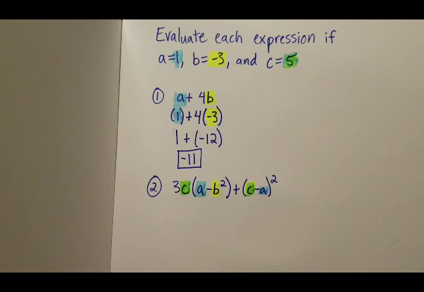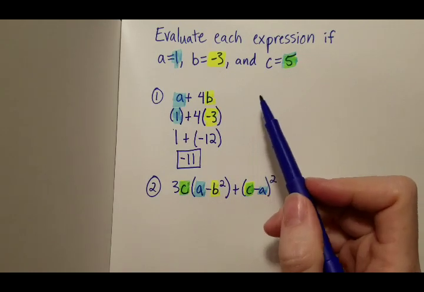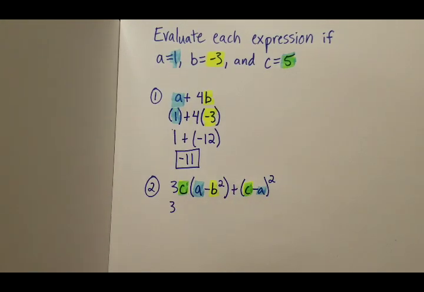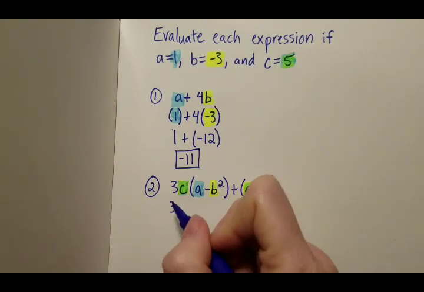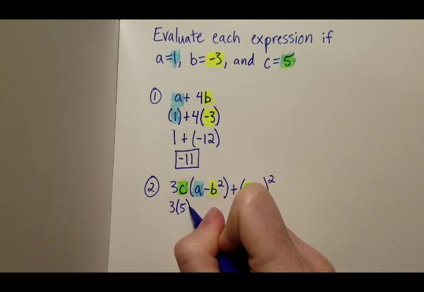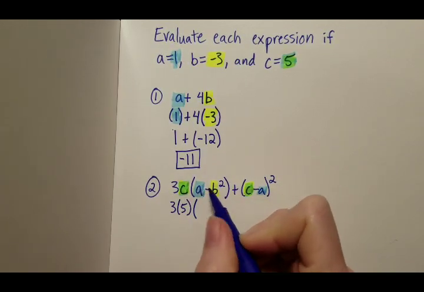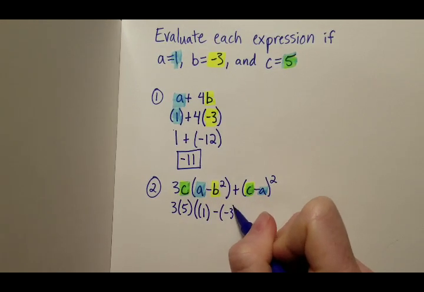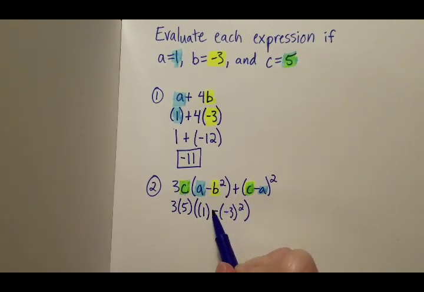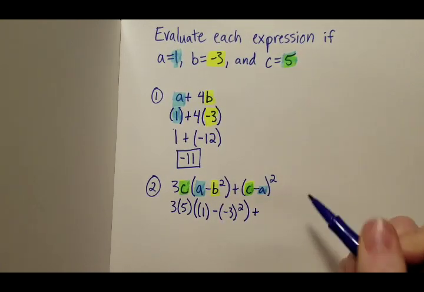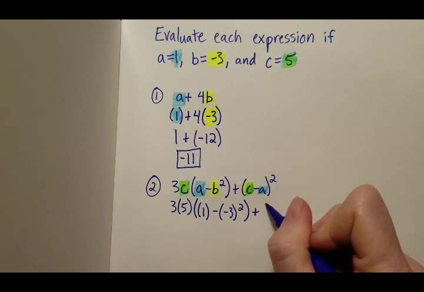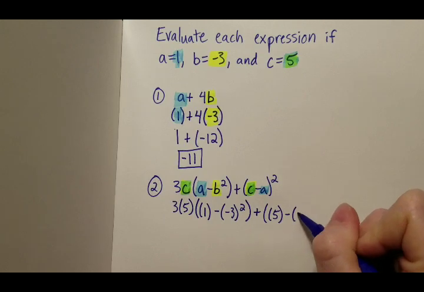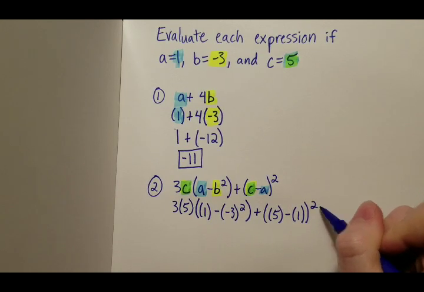Okay. So now we're going to go ahead and substitute all those values in the appropriate places. So 3, and put them in parentheses. So 3 times c would become 3 times 5 in parentheses. Then you have the parentheses here. 1 minus -3 squared and parentheses, plus parentheses, and then we have 5 minus 1, and then we keep that squared.